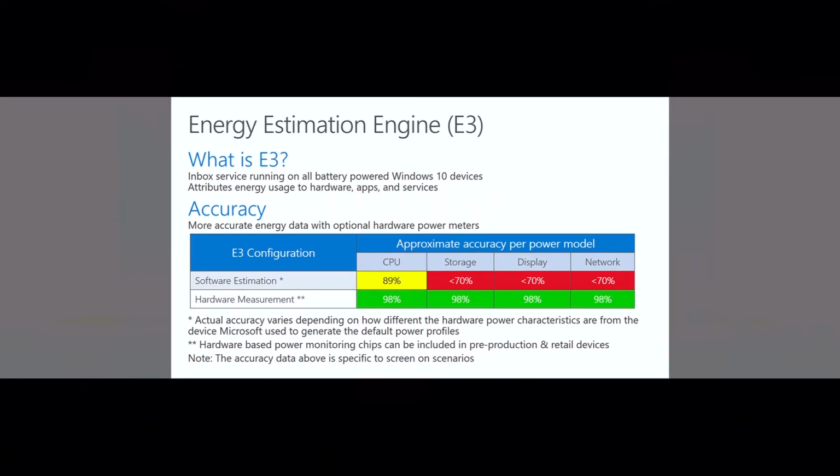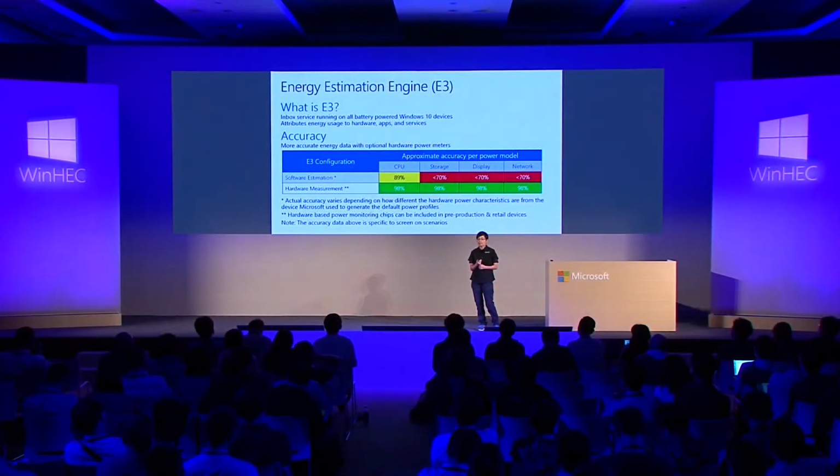The actual accuracy varies depending on how different the hardware power characteristics are from the device Microsoft used to generate the default power profiles. The hardware measurement accuracy on all four power models is 98%. Microsoft highly recommends utilizing hardware power meters on pre-production devices as they are low-cost and scalable solutions that are compatible with E3.